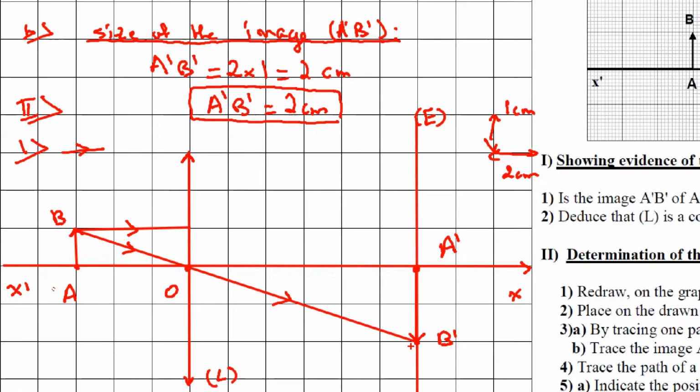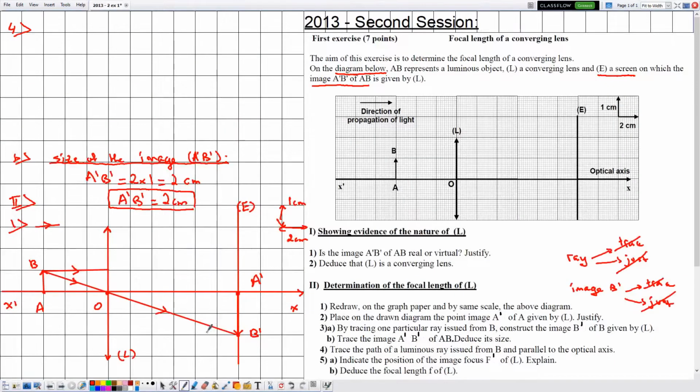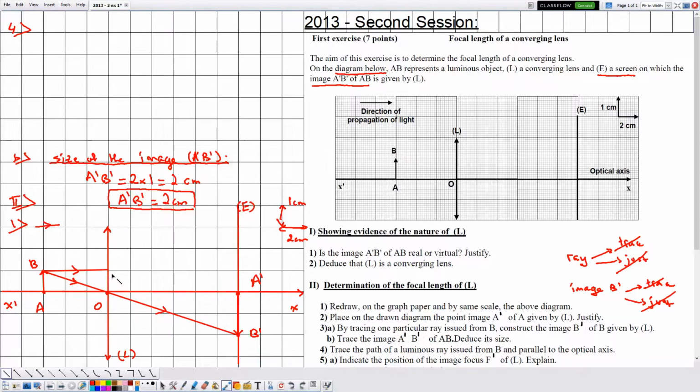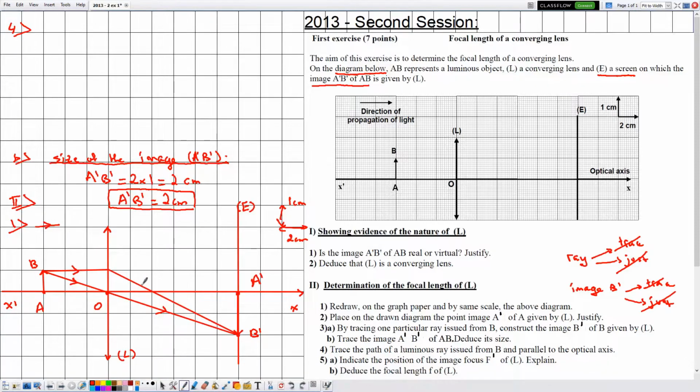We know the position of the image B prime of B, and we know that all incident rays issued from B emerge going to B prime. And we don't forget arrows on light rays that indicate the direction of propagation of light. Then done for part 4.